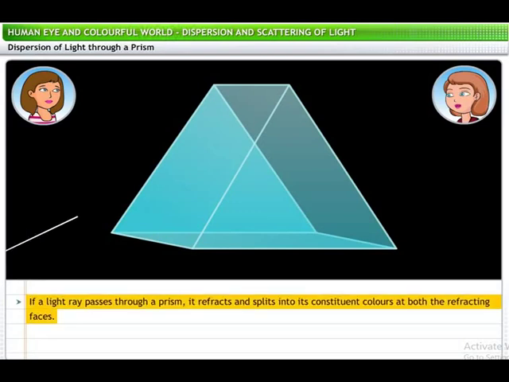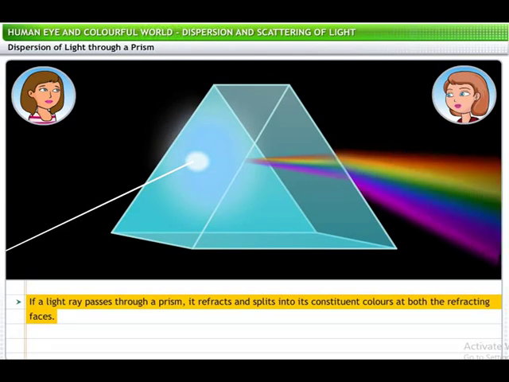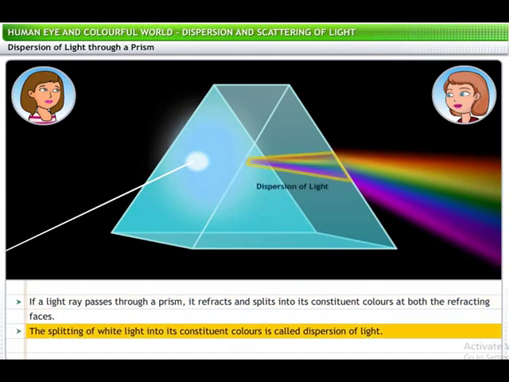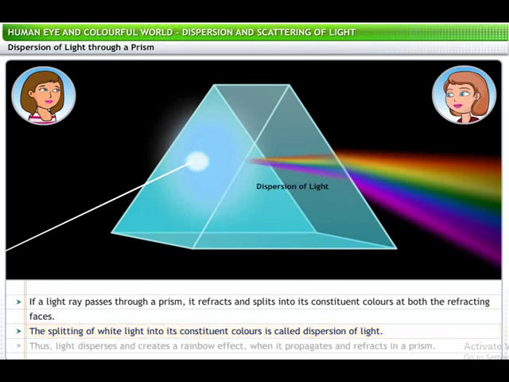When a white light ray passes through a prism, it refracts and splits into its constituent colors in the process of refracting through the prism. The splitting of white light into its constituent colors is called dispersion of light. This is how you get the rainbow effect through the prism as well. Light disperses and creates a rainbow effect when it propagates and refracts in a prism.